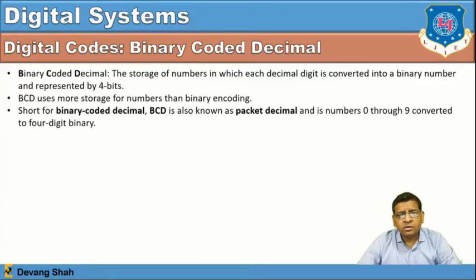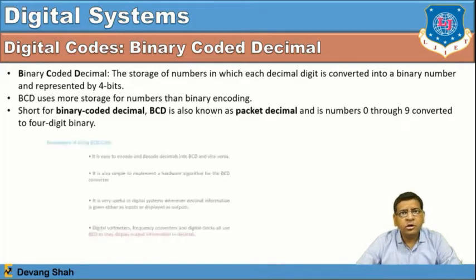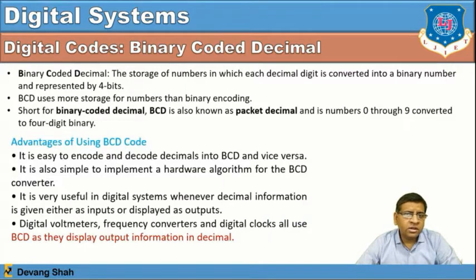BCD uses more storage for numbers in a binary encoding. We use this BCD number for encoding and decoding purposes. BCD is a kind of packed decimal number, available in the form of digits 0 to 9, with each digit converted into 4 bits, right? So what are the different advantages of BCD codes here? It is easy to encode and decode decimal in BCD and vice versa.